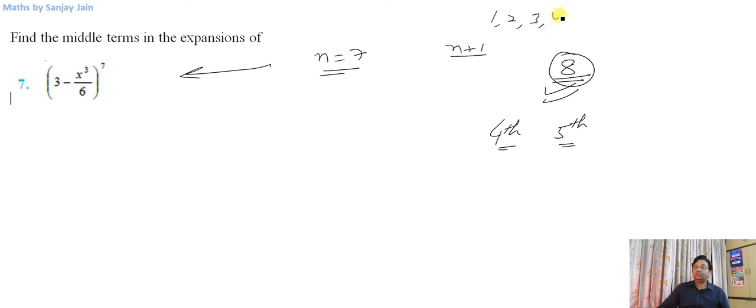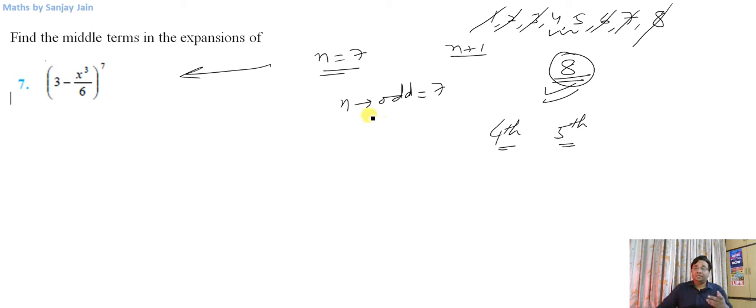Right? 1, 2, 3, 4, 5, 6, 7, 8. When I look for middle terms, I'll go like this. So in the middle, I have the 4th and 5th term. If you want to show it in terms of n, you can say that n is odd, which is 7, and the middle terms are the (n plus 1)/2 and the next term. So you can show it like we show in the formula, but I am not going to show that because it is pretty obvious that the 4th and 5th terms will be the middle terms. So let me find them.